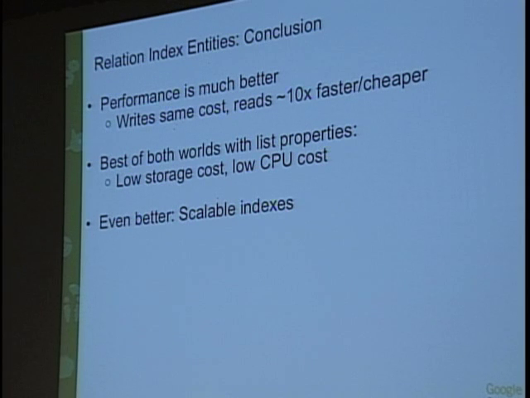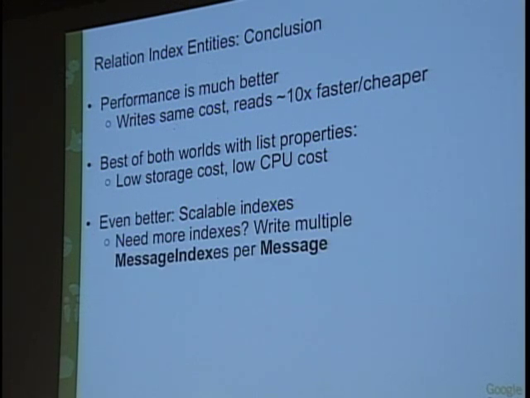But we can do it even better. We can make our indexes a little more scalable. What if we need more than 1,000 entities or 1,000 properties in our receivers list? Well, then we simply can write multiple message indexes for each message.